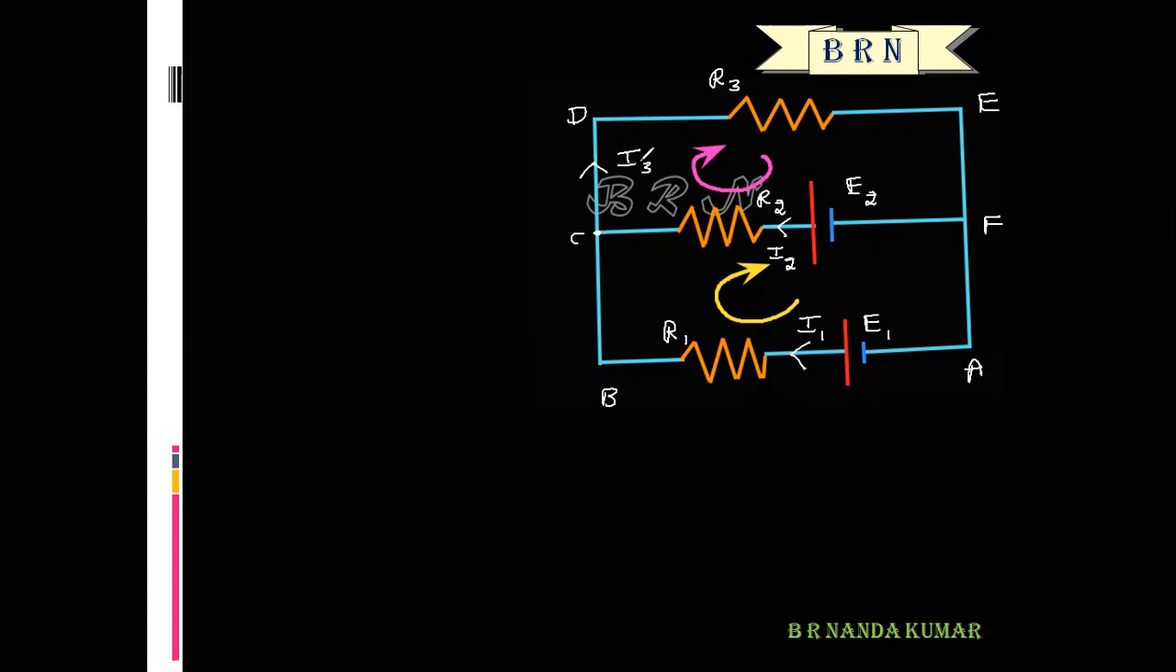So according to Kirchhoff's first law, what is the value of I3? The sum of currents entering the junction is equal to the sum of currents leaving the junction. I3 is leaving the junction, I1 is entering the junction C, I2 is entering the junction. So the sum of currents leaving the junction is equal to the sum of currents entering. That means I3 is exactly equal to I1 plus I2.